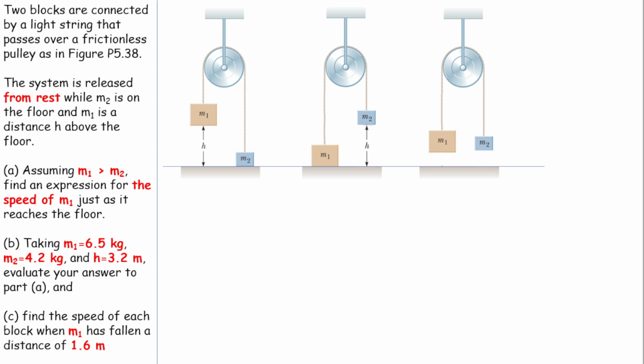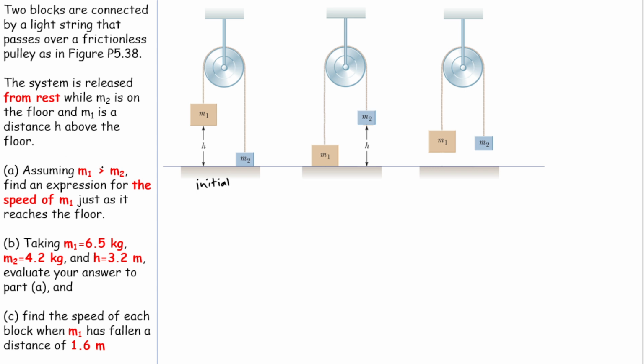Two blocks are connected by a light string that passes over a frictionless pulley, as in figure P5.38. The system is released from rest while M2 is on the floor and M1 is a distance h above the floor. So that is the initial condition, right? And the picture is like this, right? So this was the initial condition.